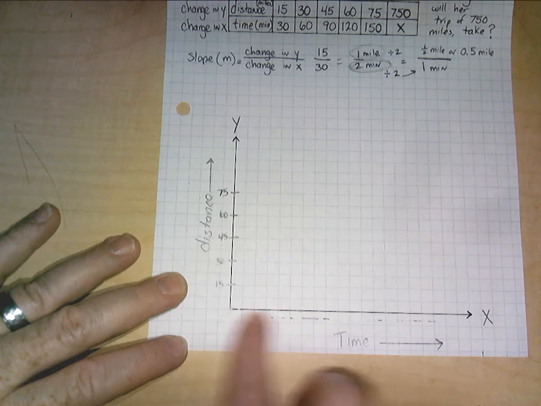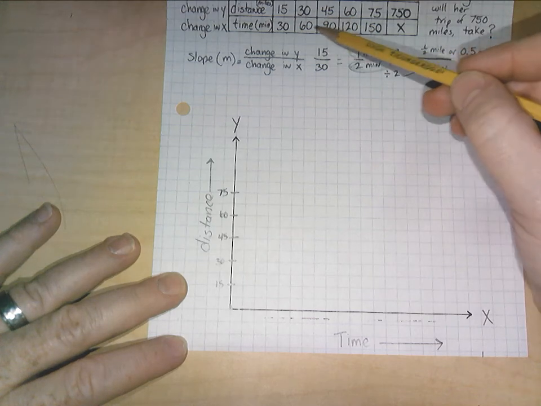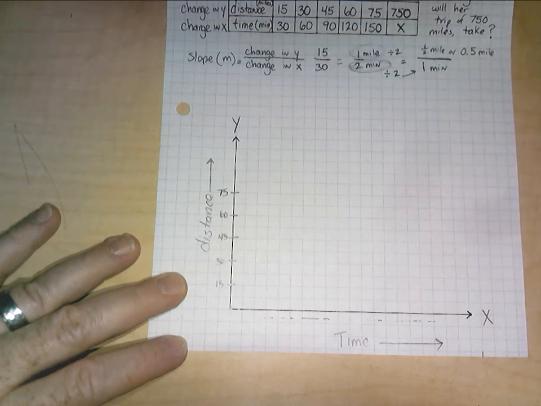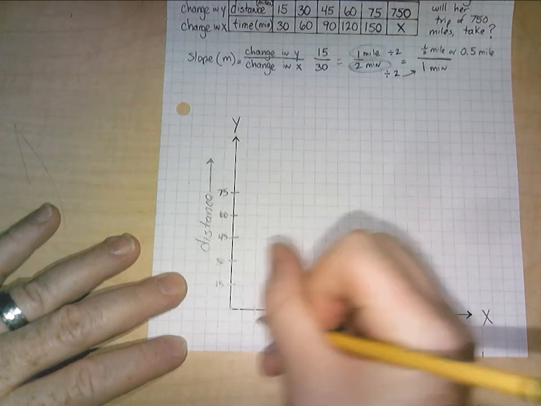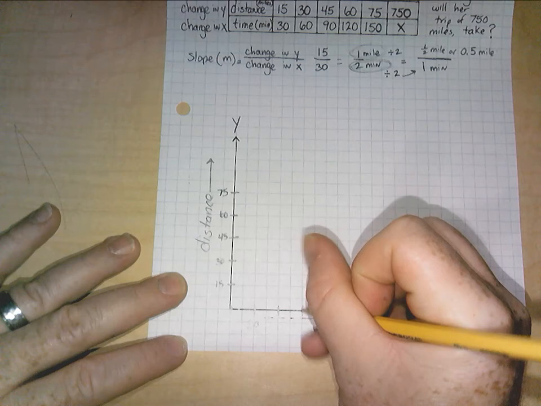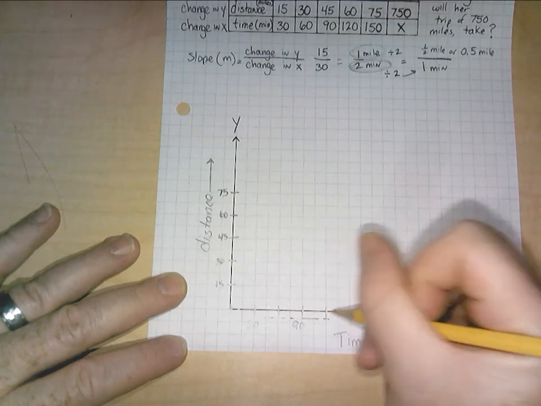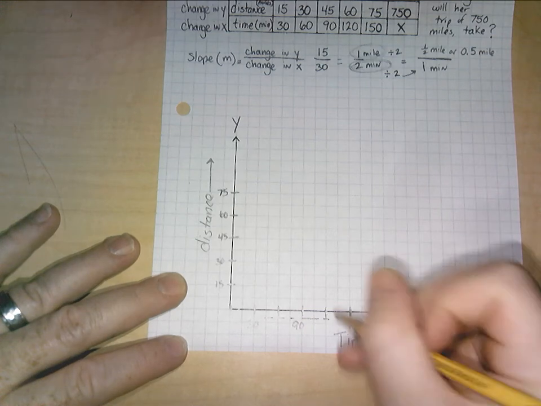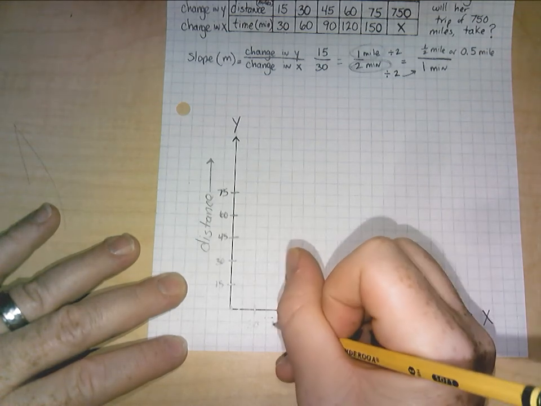I would probably do every 2 or every 3, but you can see it's consistently 30, 60, 90. So we're adding 30 minutes each interval. So we can say 30 here, 60, 90, 120, and then 150. And then 60 right here. Okay.